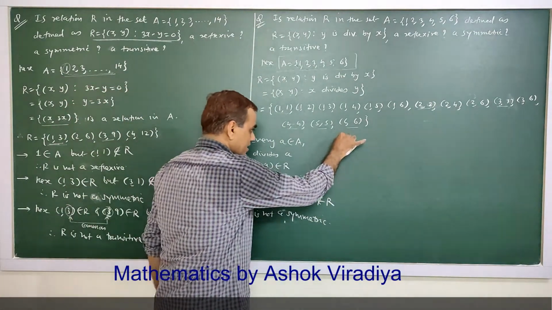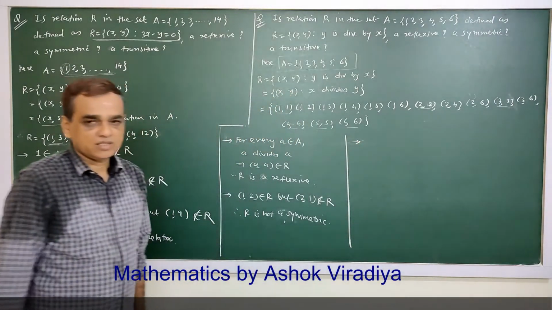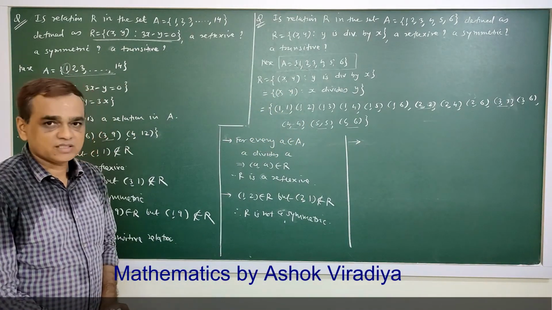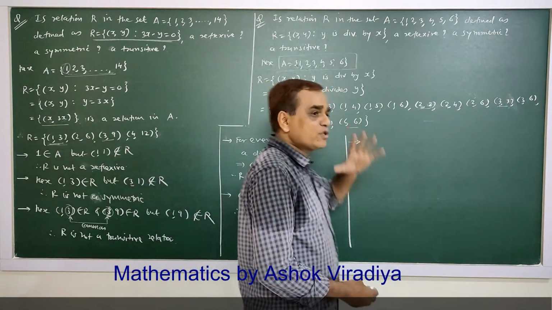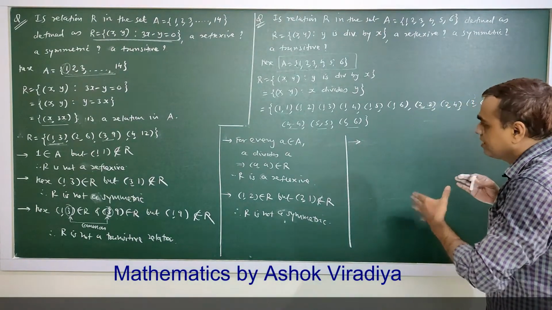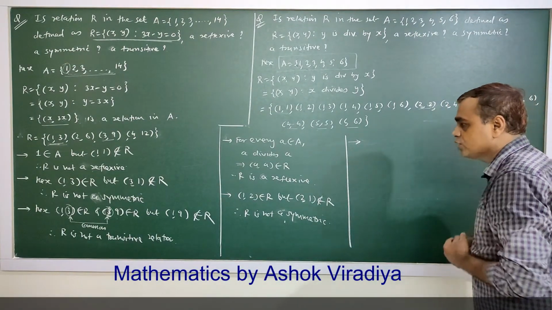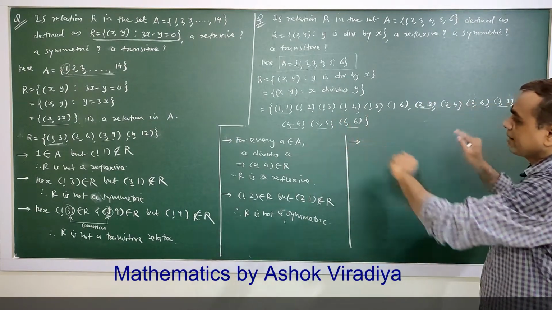Third property, for transitivity. For transitivity, say here the property is x divides y. See, transitivity can also be explained for this example in this way. If you observe practically, then what happens?